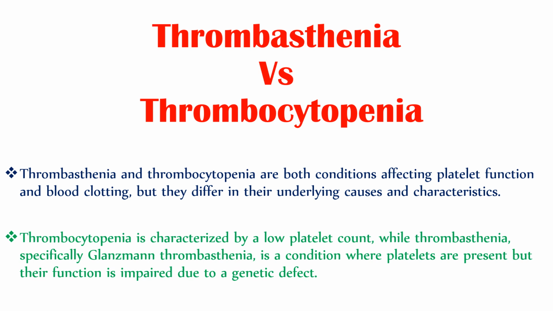They are normal in number, but their function is impaired due to a genetic defect. So thrombocytopenia is a low platelet count, whereas thrombasthenia is non-functional platelets, decreased platelet function. Thrombocytopenia is decreased platelet count. Thrombasthenia is decreased platelet function.